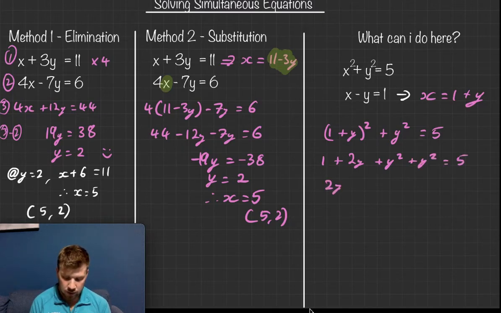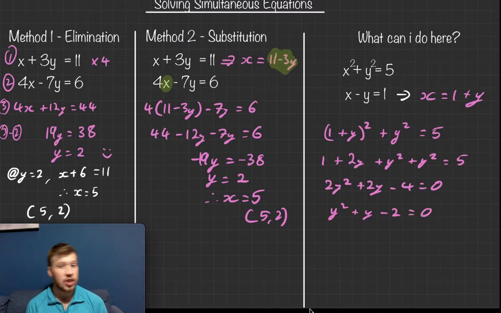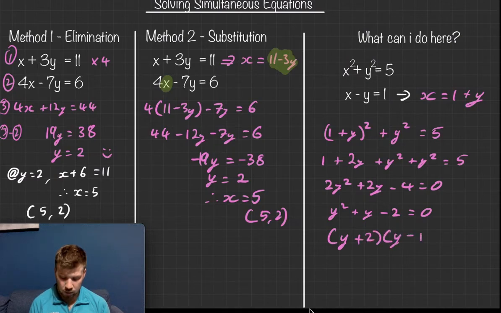So I end up with 2y squared plus 2y. Taking away the 5, I'm going to get take away 4 equals 0. So I get y squared plus y minus 2 equals 0. Generally, it's good practice to see if this factorises, and it does. I get (y plus 2)(y subtract 1) equals 0. So I get two solutions for y: y equals negative 2 or y is equal to 1.